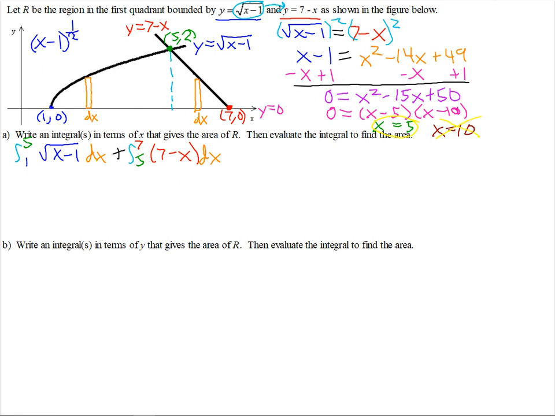So when you integrate that, if you use the shortcut, that would just become x minus 1, add 1 to the exponent 1/2, gives you 3/2. Divided by 3/2 is the same as multiplying by 2/3. Evaluate from 1 to 5. And then let's integrate this one. Since they're just subtracted, you can integrate each one separately. So the integral of 7 would be 7x, minus the integral of x, which is x squared over 2. And this one's evaluated from 5 to 7.